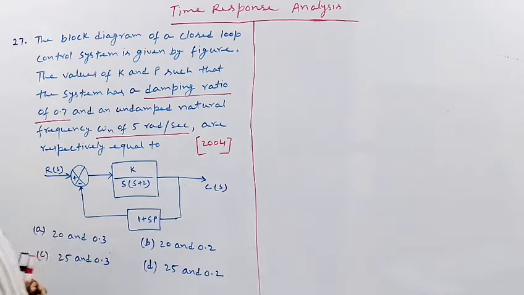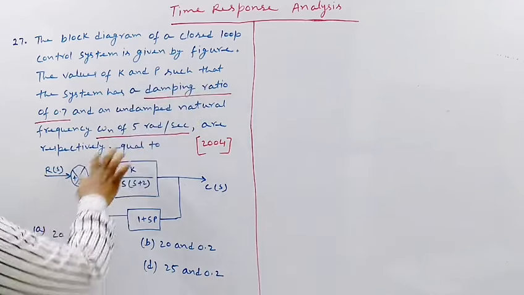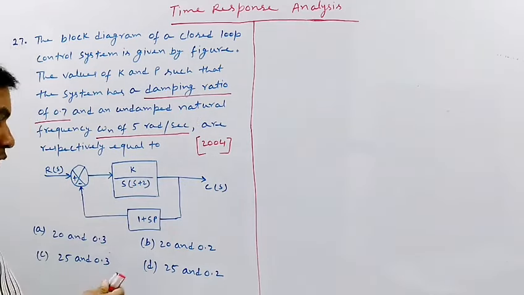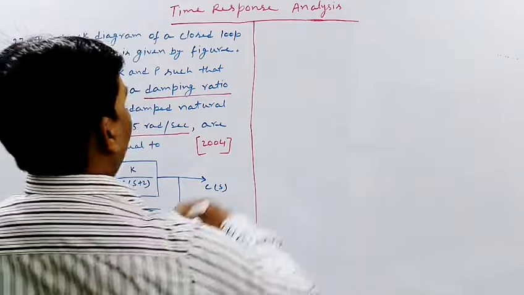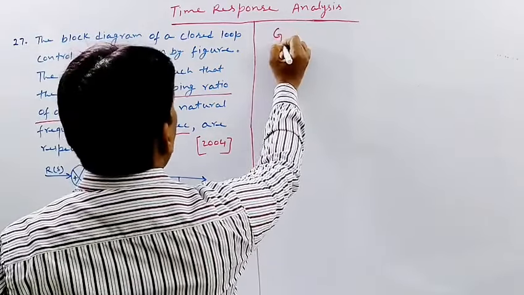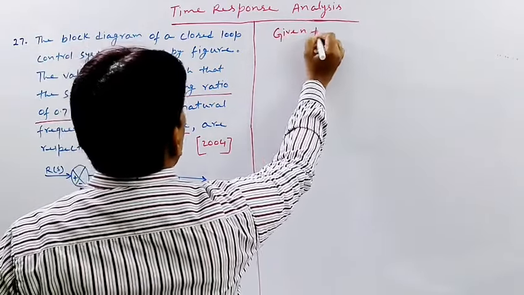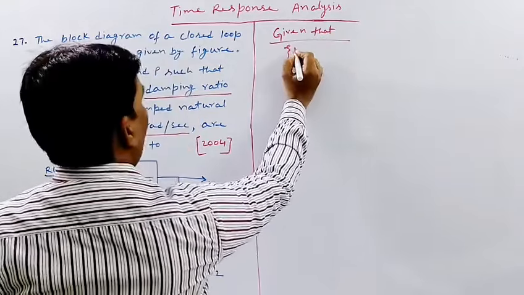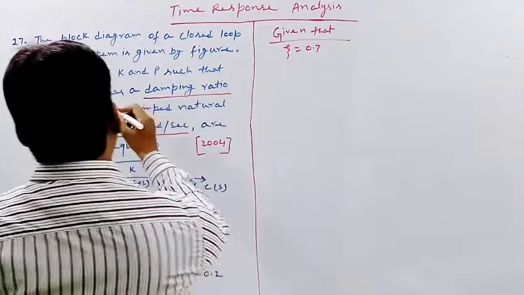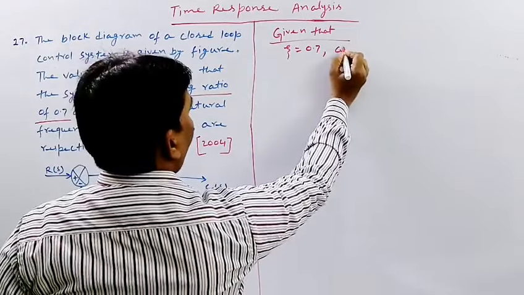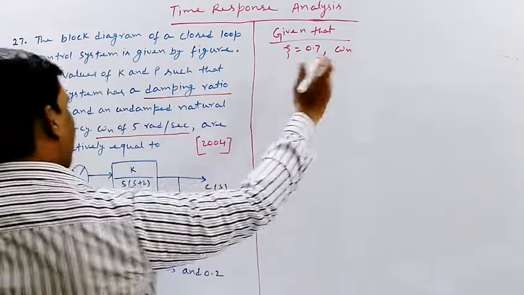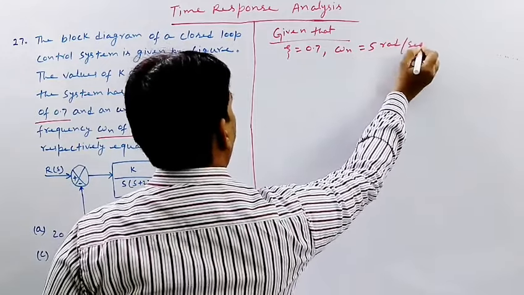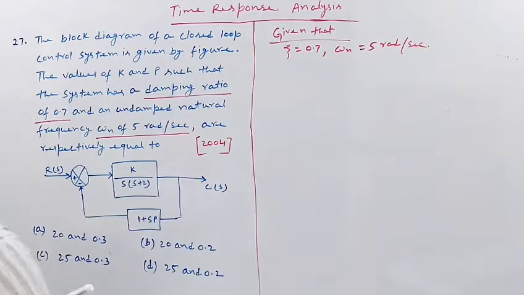So damping ratio is given and undamped natural frequency is given. So let us write here, given that zeta, zeta is the damping ratio, equal to 0.7 and omega n, that is the undamped natural frequency, is 5 radian per second.